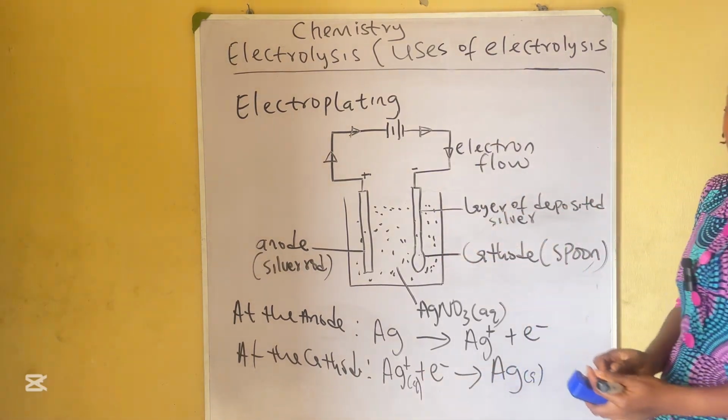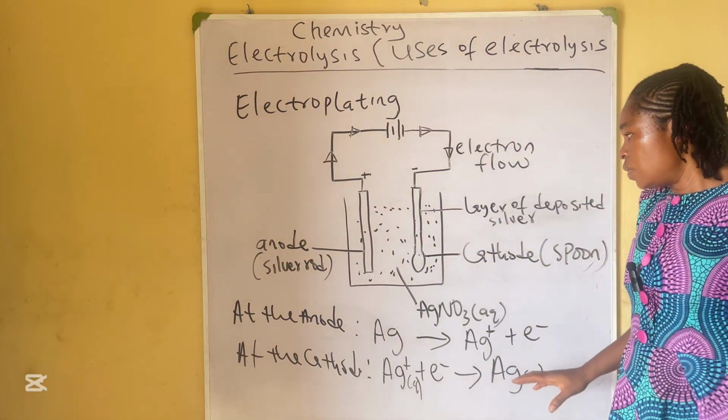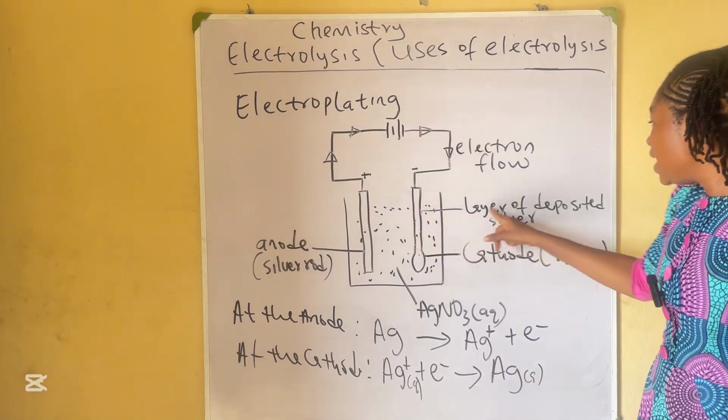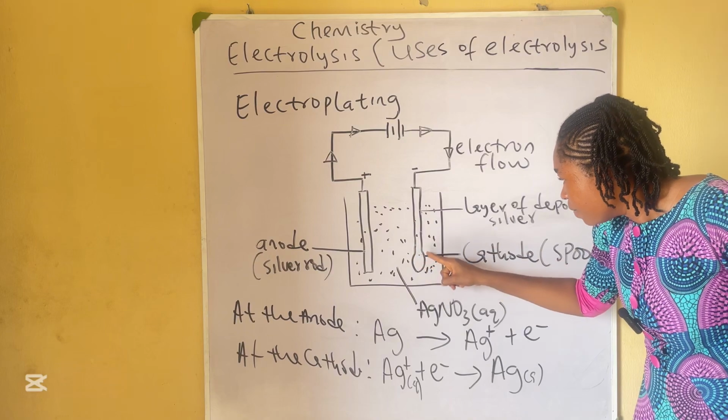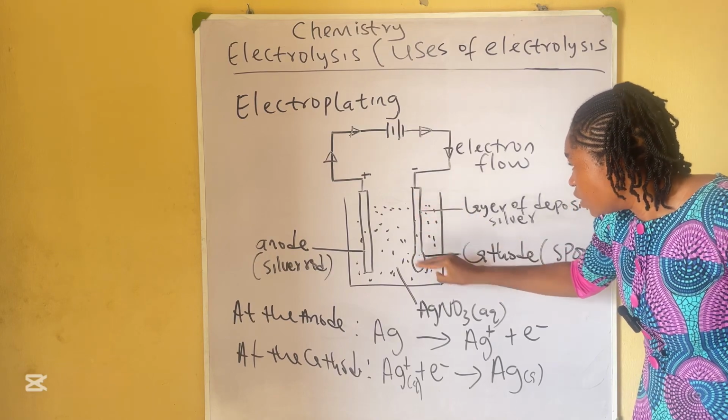So let's see how to write the equation for the reaction. You can see this diagram, this layer of deposited silver. That silver that is deposited on the surface is the layer on the surface of the spoon.